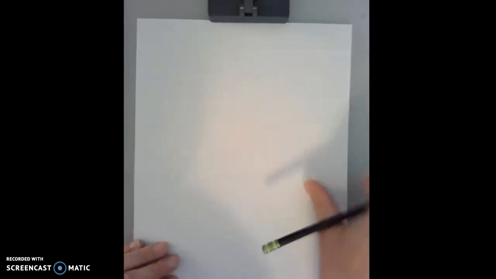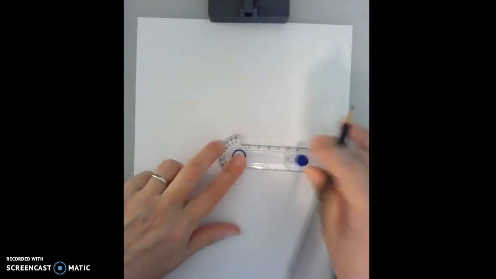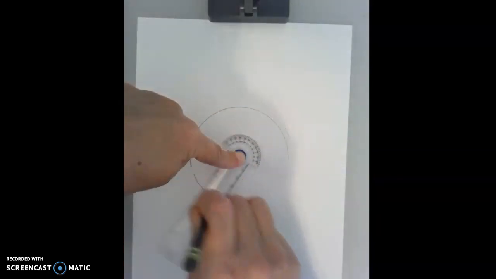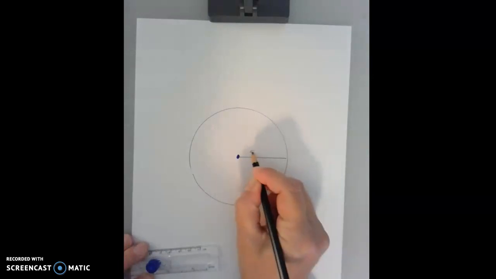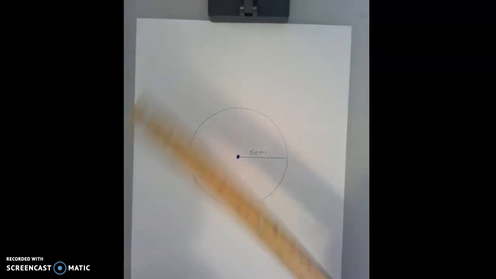The next activity is to look at the area. I'll redraw the circle that I just had, the exact same size. So again, my radius for this circle is 5 centimeters. And this time I'm going to calculate the area.